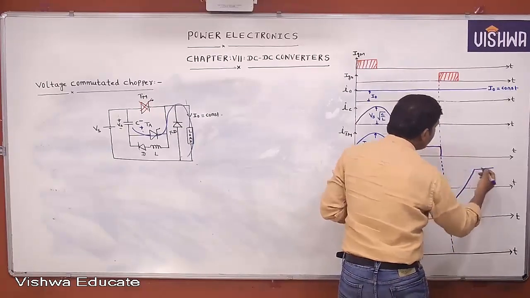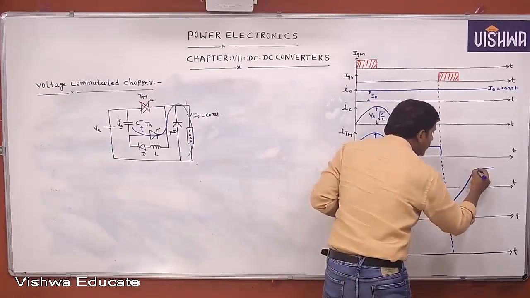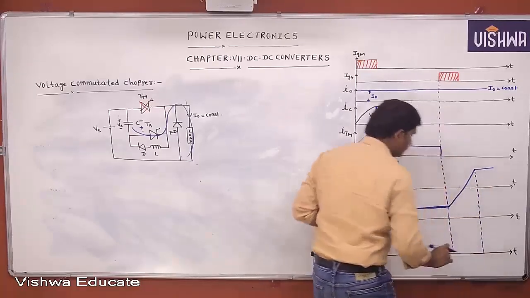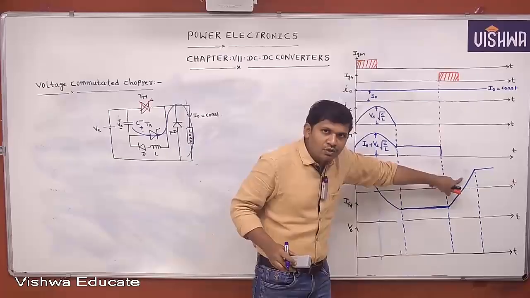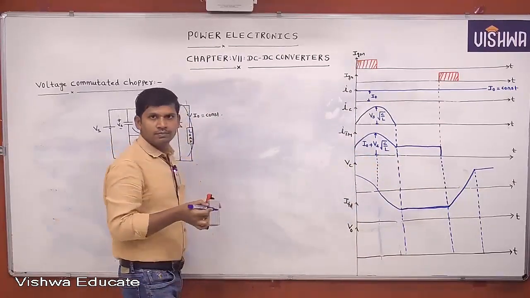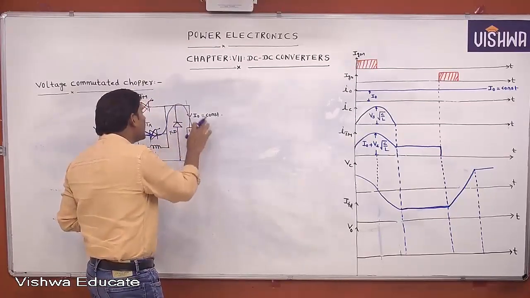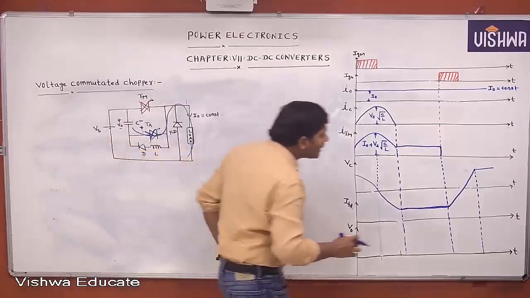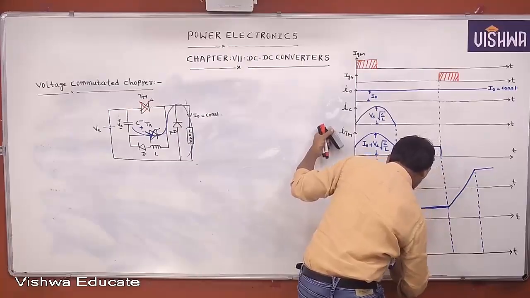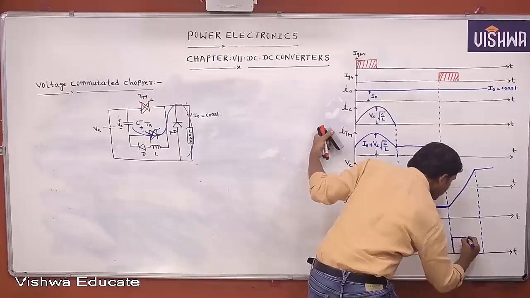Then again the cycle will be repeated. At this instant the auxiliary thyristor also turns off. Now, when the auxiliary thyristor turns off, who supplies the current to the load to maintain continuous current? The freewheeling diode will supply the current to the load. This is the freewheeling diode current. The freewheeling diode will supply the constant current.